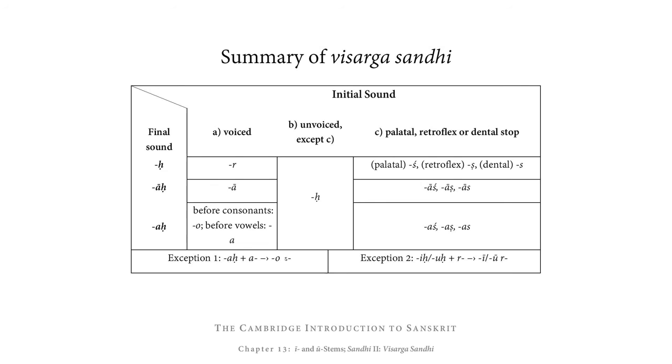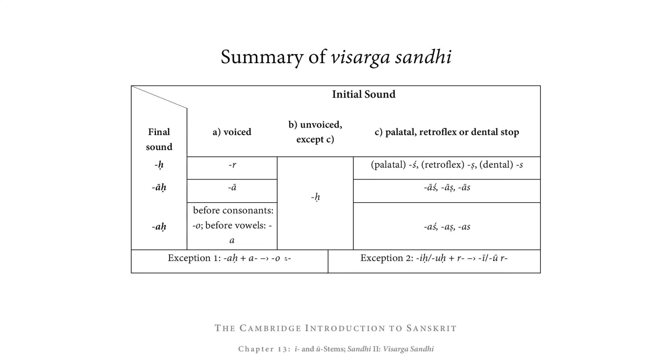The second exception, much more rarely found, is if we have iḥ or uḥ in front of a word that begins with an r. And what happens there is that the visarga at the end of iḥ and uḥ is dropped, and the i and the u preceding it are lengthened. So instead of iḥ and uḥ, we get ī and ū, followed by r at the beginning of the next word.